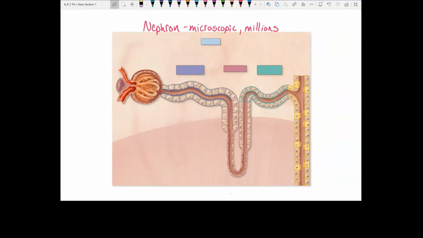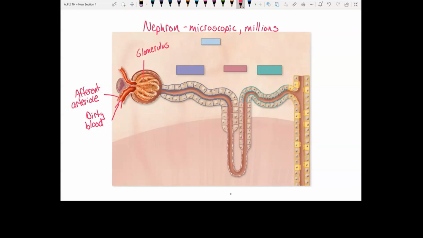The nephron has blood flow in, so the blood would be coming in this way. This would be the dirty blood coming in. And this vessel that it enters through is called the afferent arteriole. So dirty blood comes in through the afferent arteriole. Then it flows through the glomerulus.